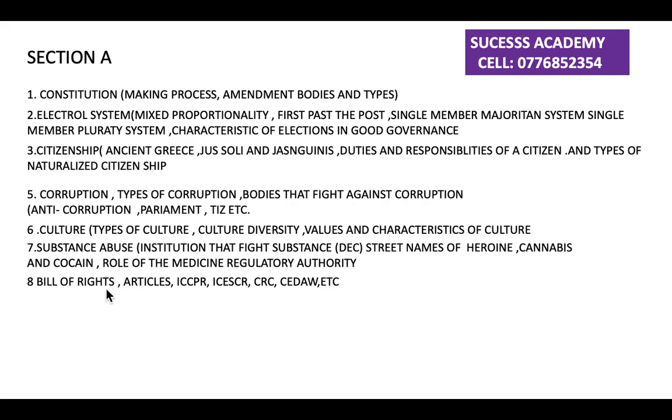I'll try to put up the Bill of Rights, the articles, and then also the other documents that are not legally binding. Like for example, we have ICCPR, and then ICESCR. Then we have CRC, and also CEDAW. So these are documents. I will try to make a video on these so that we are together in this emergency preparation.